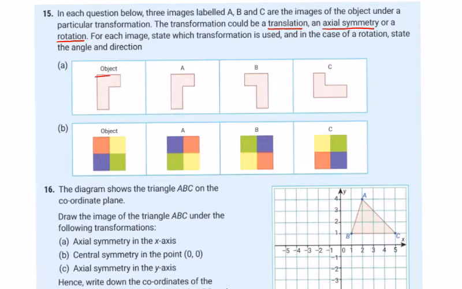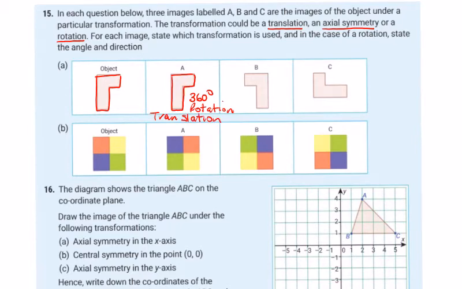So here's my object, Tetris, and here's my A. Well, it hasn't moved, so it's either rotated 360, so 360 rotation. We're not given a plane here, so we don't know whether it's moved to the right or to the left or all the way around, so it could also be a translation. Could be either.